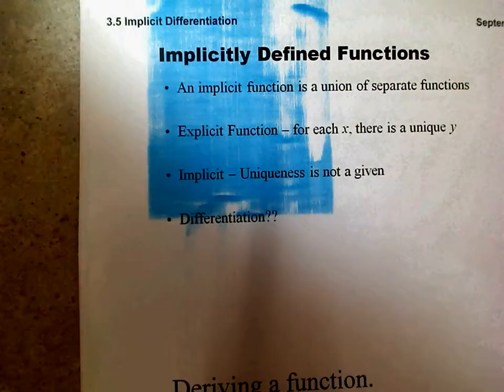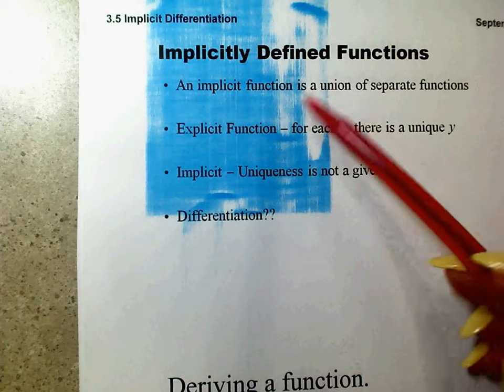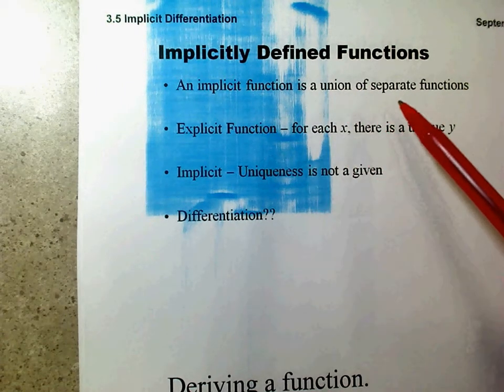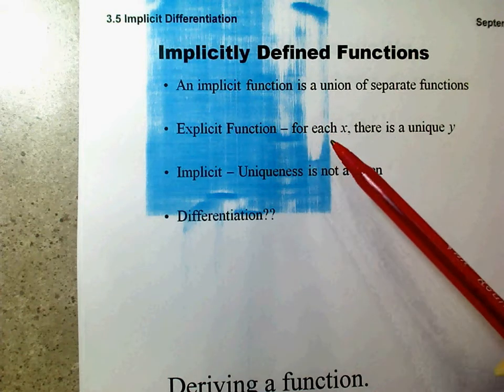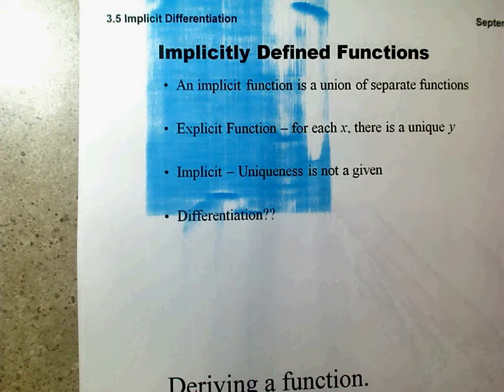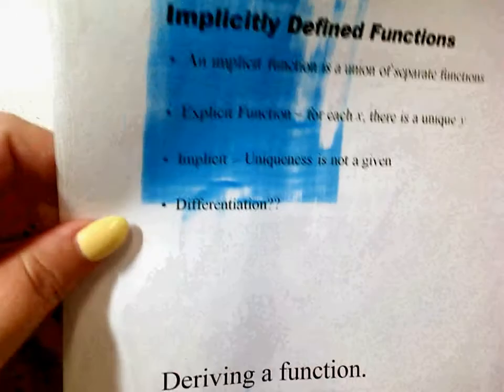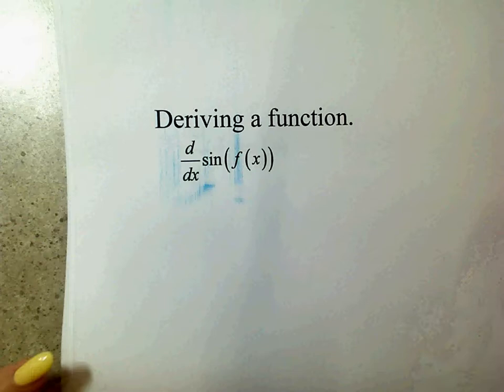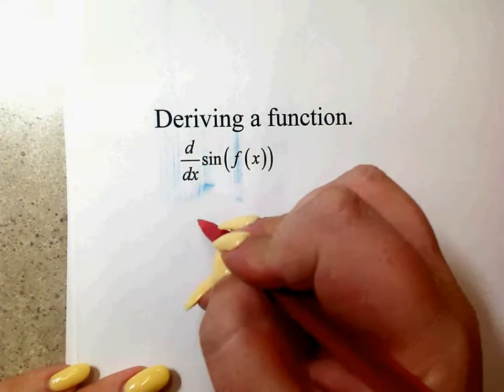And here's some lovely blue ink. Okay, so again, an implicit function is a union of separate functions. Explicit function: for each x, there's a unique y, so y equals a function of x, and then when we have implicit, uniqueness is not a given. Okay? So if I ask you to derive sine of f of x, yeah?